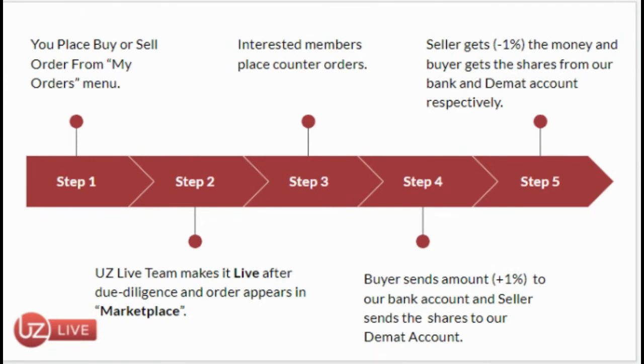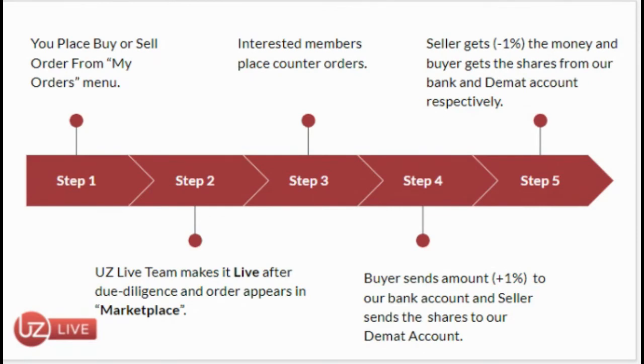But we need to understand one point here. Whenever we get money from the buyer, we'll add 1% commission, and whenever we give money to the seller, we'll subtract 1% commission. So in this process, we take 1% commission from the buyer and 1% from the seller for setting up the deal. All the deals happen at the backend from the unlistedzone.live account. The buyer puts money in our account, the seller puts the shares in our account, and we match the deal. That is how buying and selling happens through unlistedzone.live.